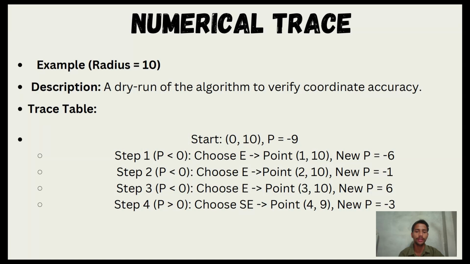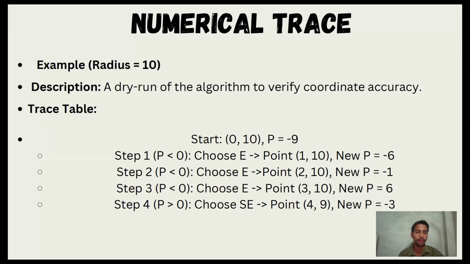Our point is 1, comma 10, we update p to minus 6. Step 2. P is still negative, which is minus 6. We choose east again. Point becomes 2, comma 10, p becomes minus 1. Step 3. P is still negative, minus 1. East again. Point is 3, comma 10, p becomes 6.